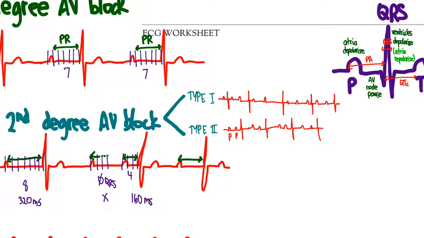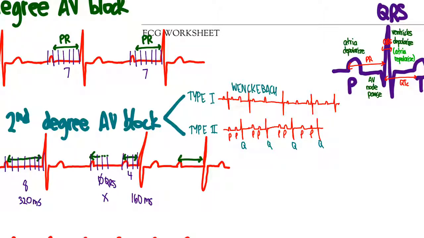So P, P, P, P, P, P, P, P. And I'll just mark these QRSs with a Q. And so you can see it's always 2 to 1 in this one. We're not going to worry about that one, but we will worry about the top one, which is called a Wenckebach block, or a type 1 second degree AV block.